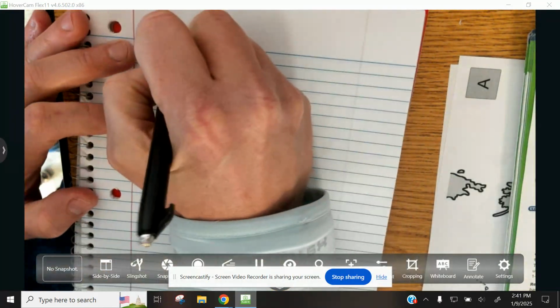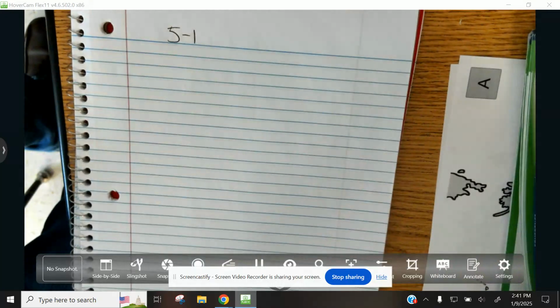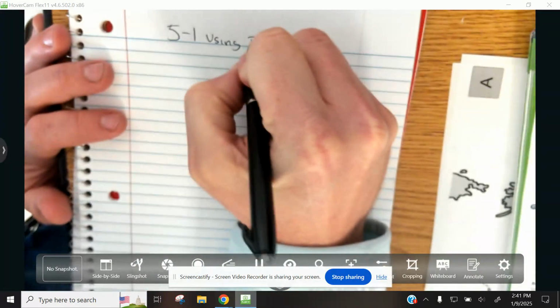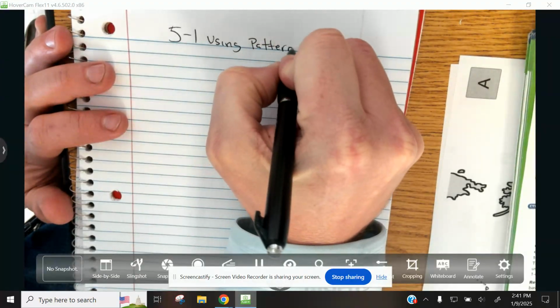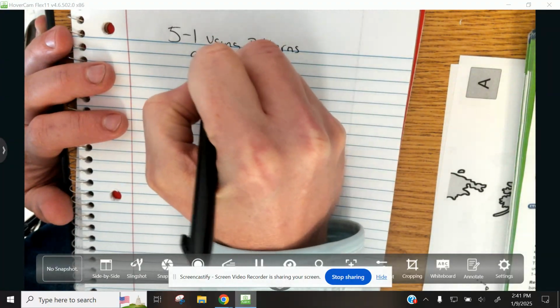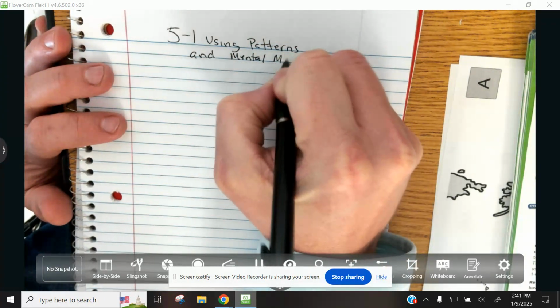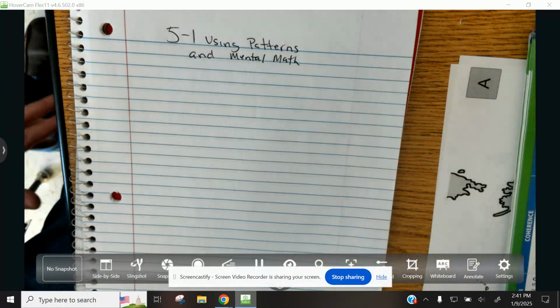Here we go. Okay, so we're going to title it. This is 5-1 for our unit, and we are using patterns and mental math. That just means basic fact knowledge in our head to divide.